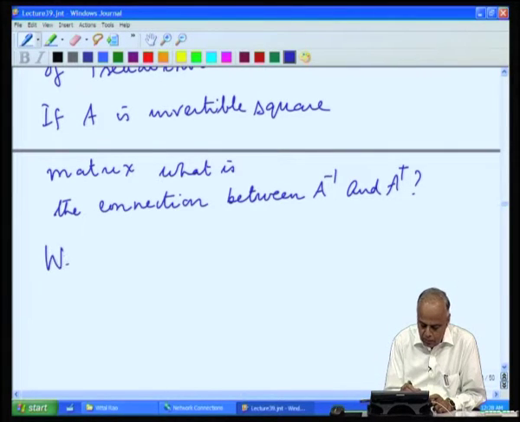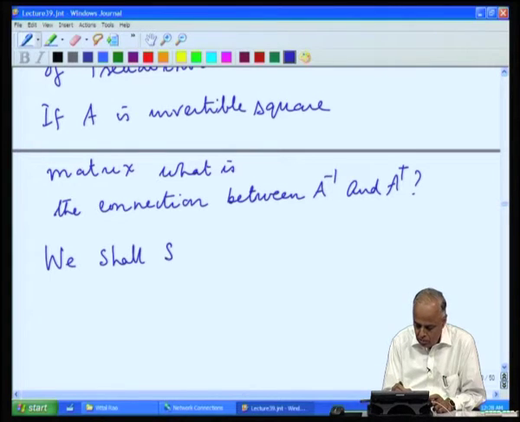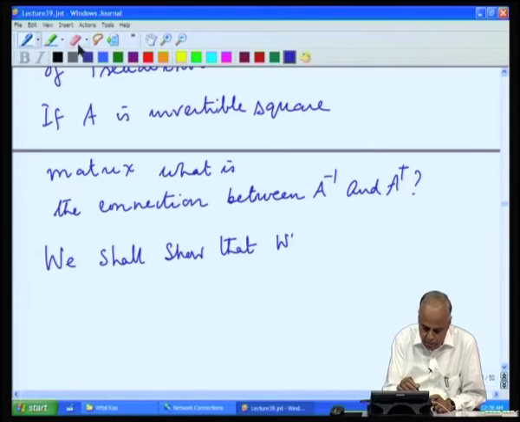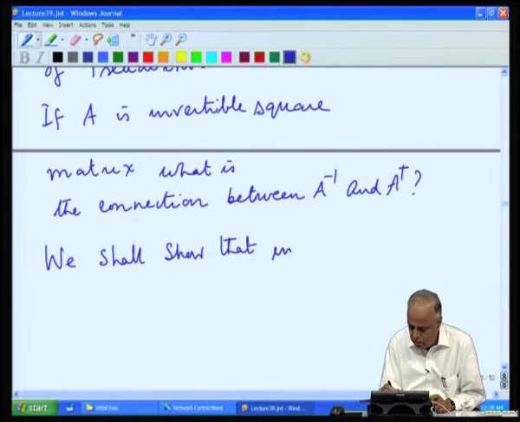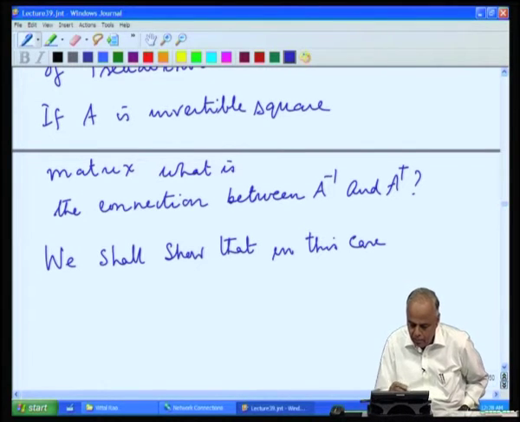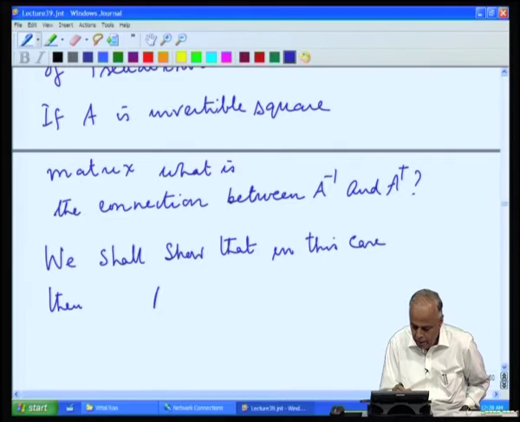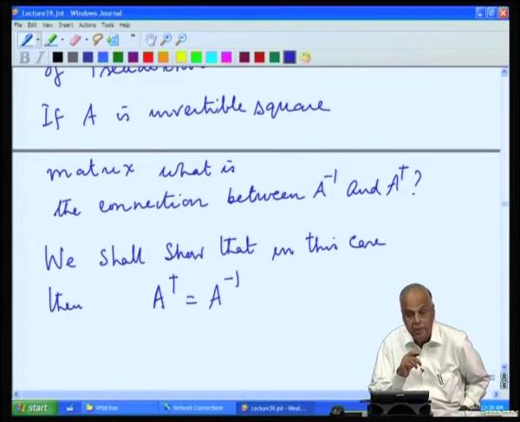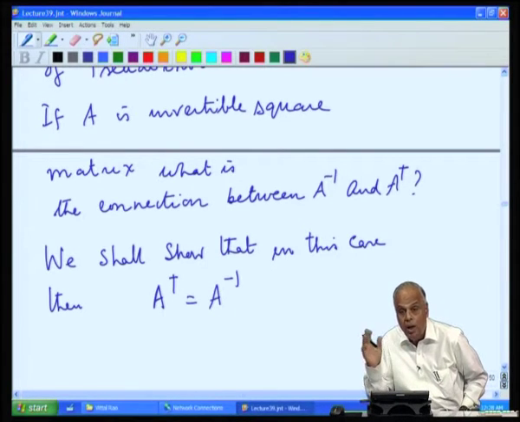We shall show that in this case, that is, when A is an invertible square matrix, then A dagger is the same as A inverse. The pseudo inverse and the original concept of inverse will tally. So, there is no confusion whether you talk about that inverse or this inverse, both are same.